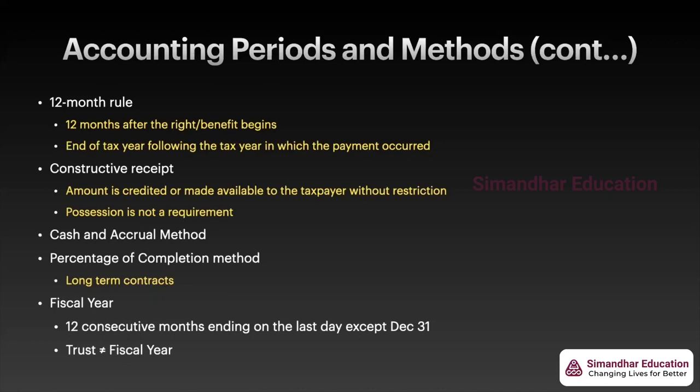All right, talking about constructive receipt. Now, it basically means that you can record receipt of income only when the amount is credited to your account, or if it is made available to the taxpayer without any restrictions. Suppose there was a condition levied on the income, that only if you meet certain conditions, then the payment will be made to you. Then in that case, constructive receipt is not met and you cannot record that in your tax return.